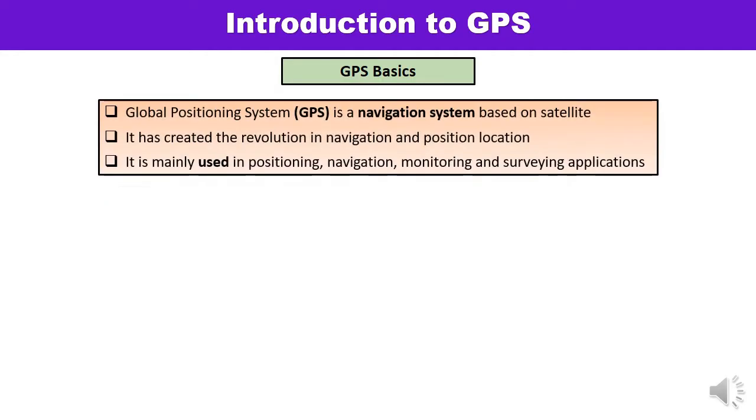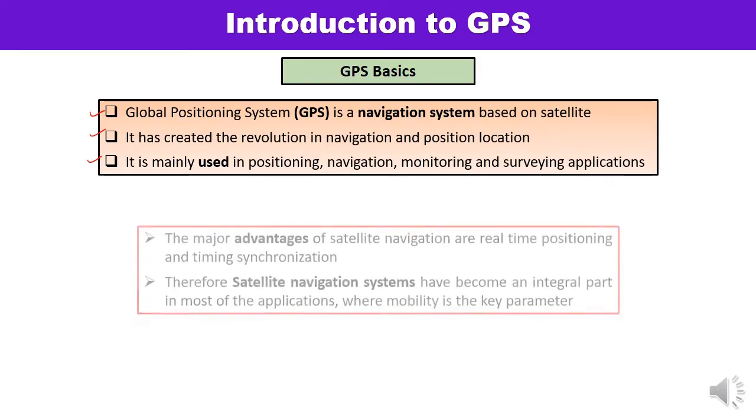What is the global positioning system? It is a satellite-based navigation system, and GPS has created a revolution in navigation and position location. All of us are using GPS in almost everyone's daily life, and it is mainly used for positioning, navigation, monitoring and surveying applications. There are various other applications of GPS, but it is commonly used for the mentioned ones.